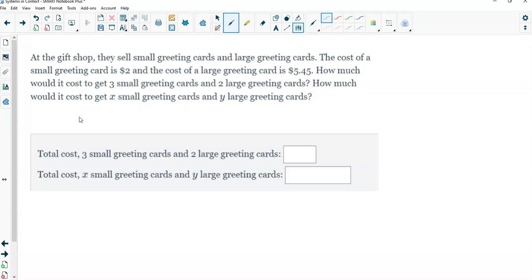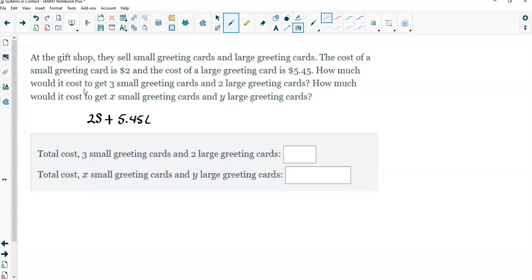So we could say the cost of a small greeting card, so let's say 2 per small greeting card plus $5.45 are the large greeting cards. Let's use L for large. Okay, so $2 is small and $5.45 is large.